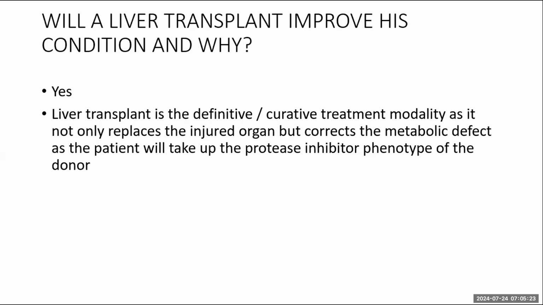Yes, liver transplant is a definitive and curative treatment modality for this patient because it not only repairs the injured organ, but it also corrects the metabolic abnormality in this patient. In patients with alpha-1 antitrypsin deficiency, the problem mainly affects the lungs and the liver. And for the liver, the problem is that of a gain of function, and for the lungs is a loss of function. The specific role of alpha-1 antitrypsin is a protein that is secreted mainly by the liver, and it works actually to prevent neutrophil elastase in the lungs.